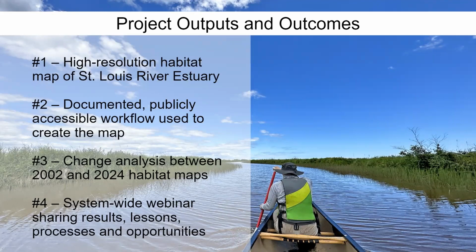The project has four main outputs. The first is a high-resolution GIS-based habitat map of the St. Louis River estuary. Output 2 is a documented, publicly accessible workflow used to create the map to help meet the need for a repeatable workflow. Output 3 is a change analysis between the habitat maps in the 2002 Lower St. Louis River Habitat Plan and the new habitat map. The final output is a system-wide webinar sharing project results, lessons learned, collaborative processes, and opportunities to transfer knowledge.